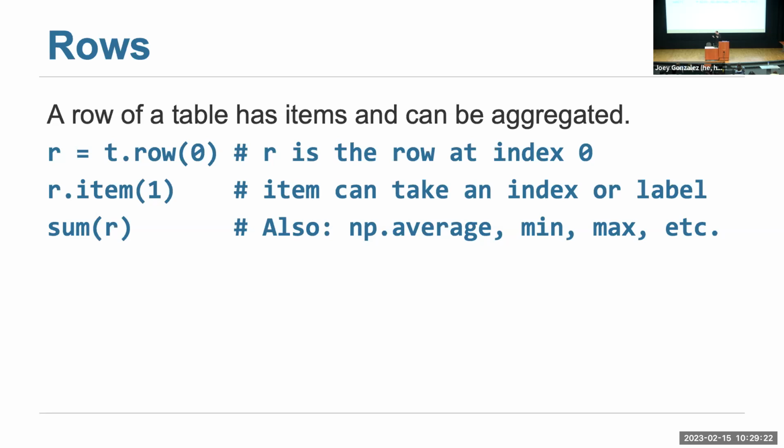Then a row, it's actually a special kind of thing. It has its own things you can do with it. Like item lets me pull out a value in that row. So item 1 pulls out the second thing in that row. I can also say item and then the column name, and it'll pull out the value corresponding to that column name from that row. I can also, and this is kind of cool, apply things like sum, mean, all these aggregation functions to an entire row. And if it's numbers, it will go ahead and compute the sum.